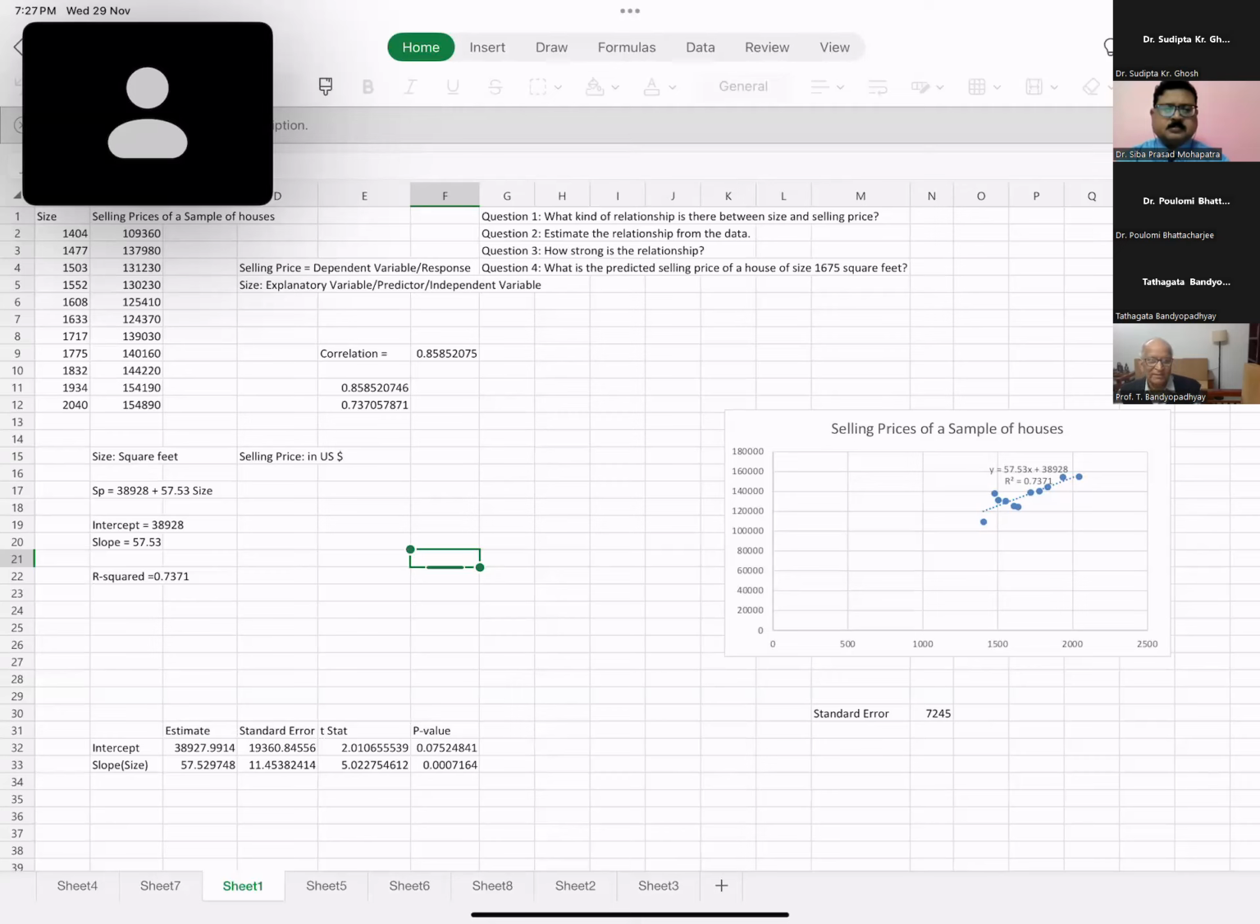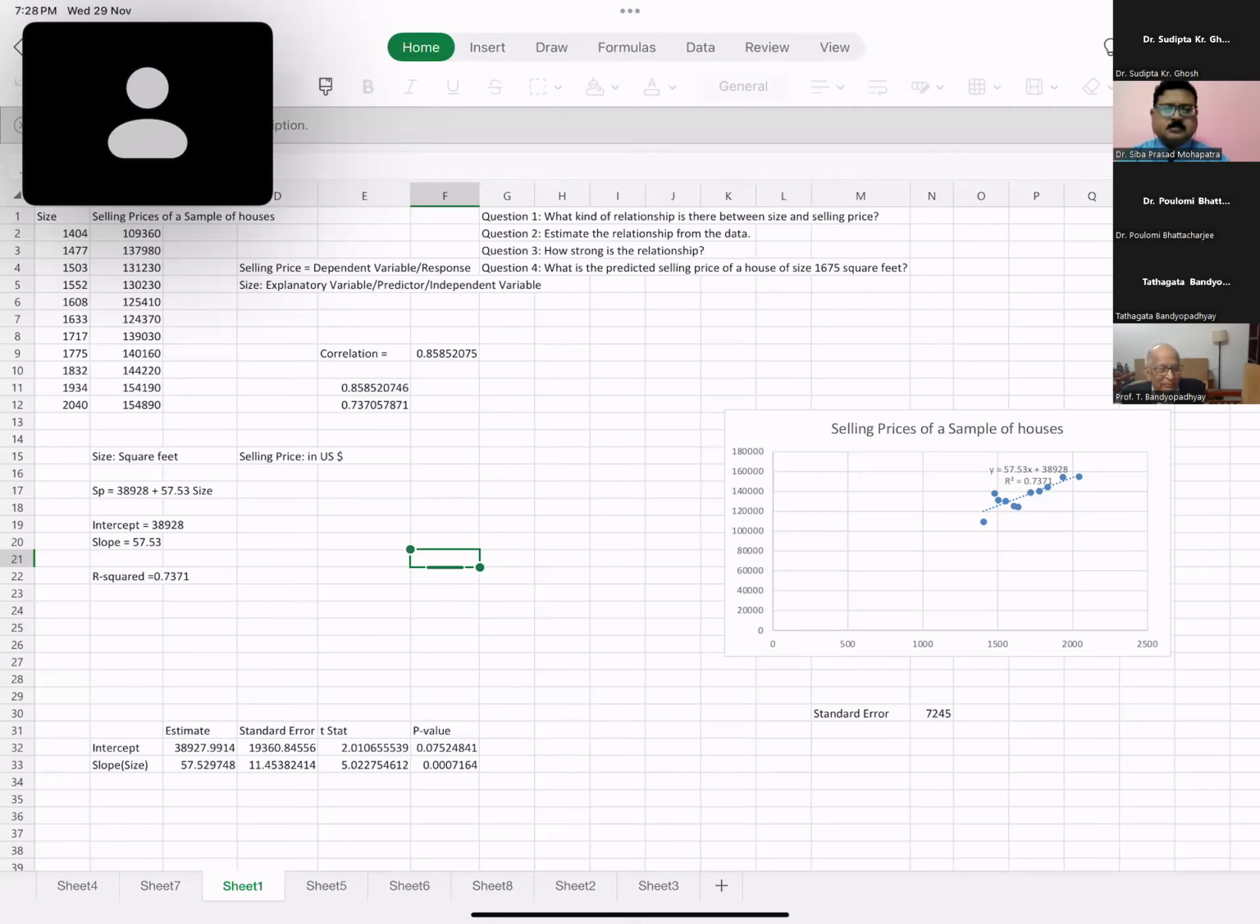Question 3 is important because, as I told you, if the strength of the relationship is high, then you would expect to get an accurate estimate. On the other hand, if the strength of the relationship is weak, then you would expect to get a rather poor estimate or predicted value of the selling price.